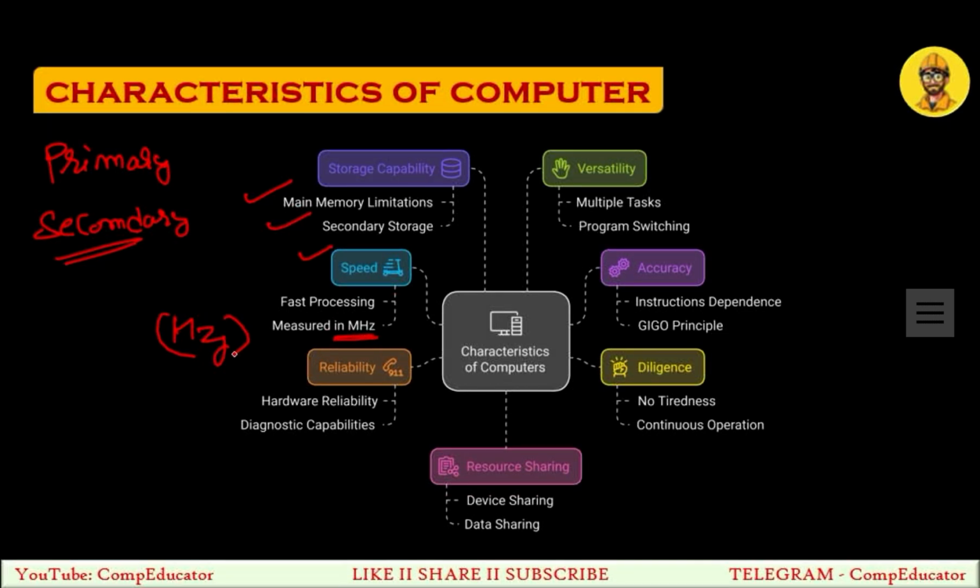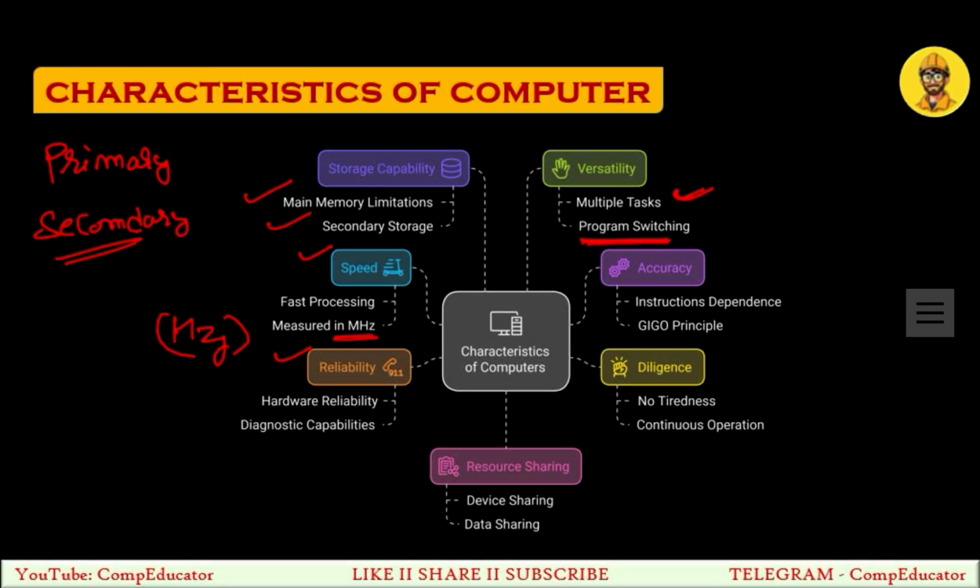Then next, about the reliability. Reliability means the time duration through which our hardware or software is reliable to perform our calculations. So that is the reliability. What is versatility? Versatility means the multiple tasks a computer can perform without any error. These can be achieved with the help of program switching.